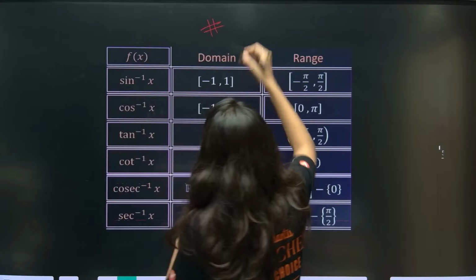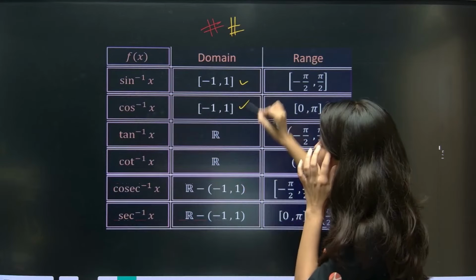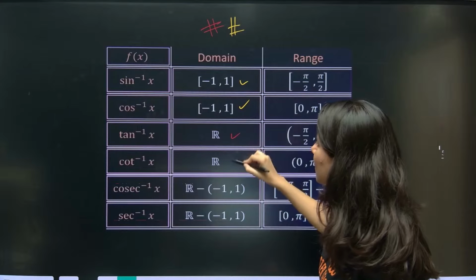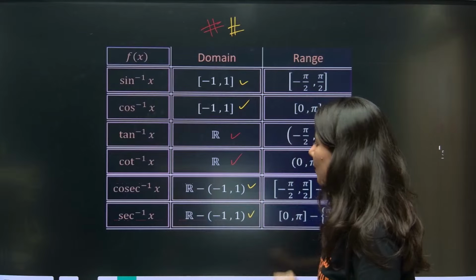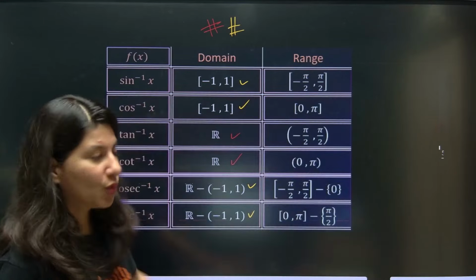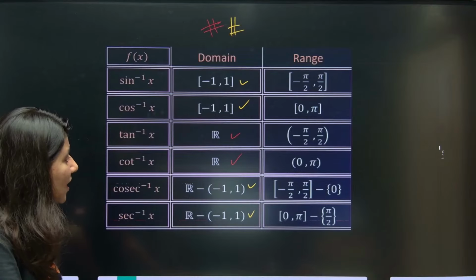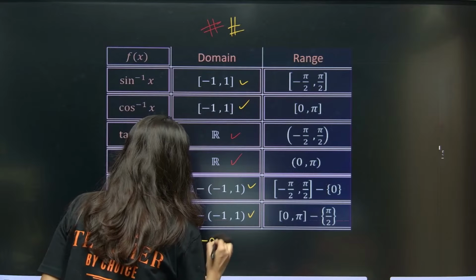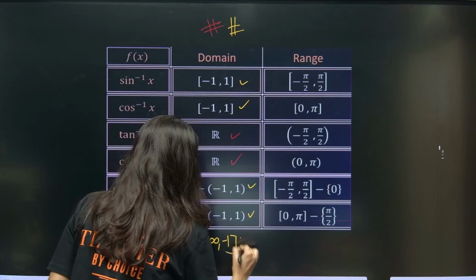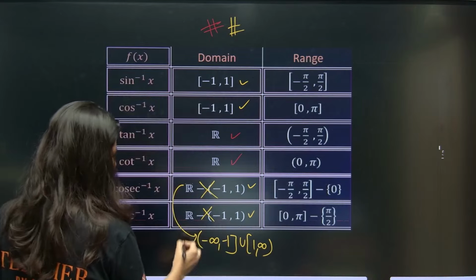Okay, if you can remember these two values, then I think this particular column will be much easier for you. Domain of sin inverse and cos inverse is the same. Domain of tan inverse and cot inverse is the same. Domain of cosec inverse and sec inverse will be the same. Tell me, domain is done. Anybody having issue? This R is nothing but -infinity to -1 union 1 to infinity. If you don't want to remember this, you can just go with this one.